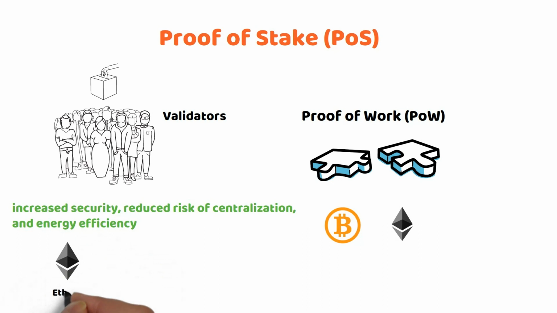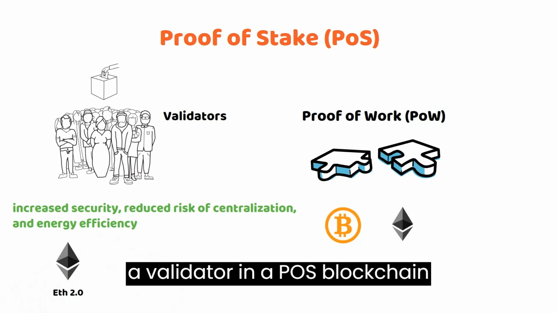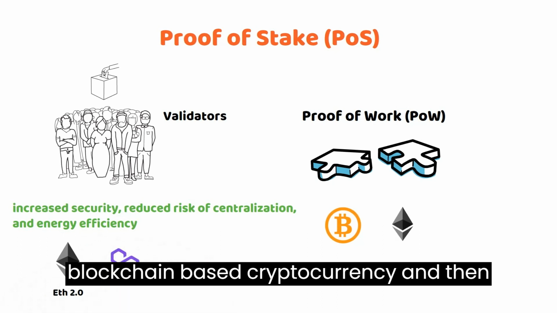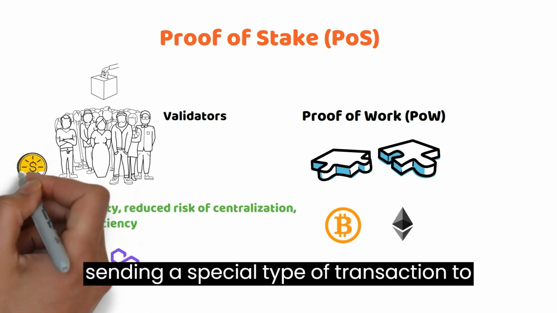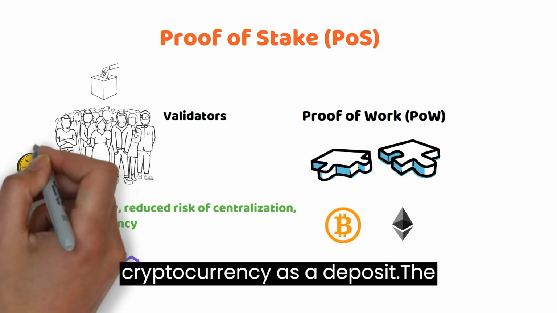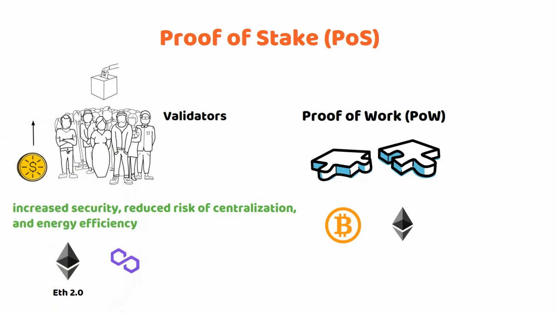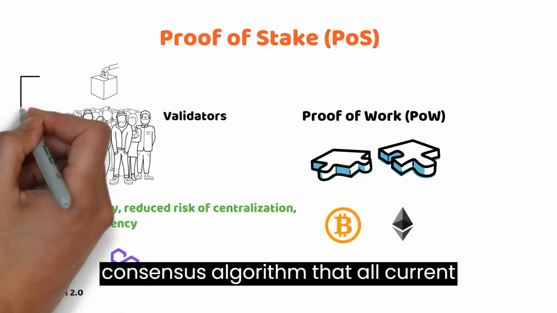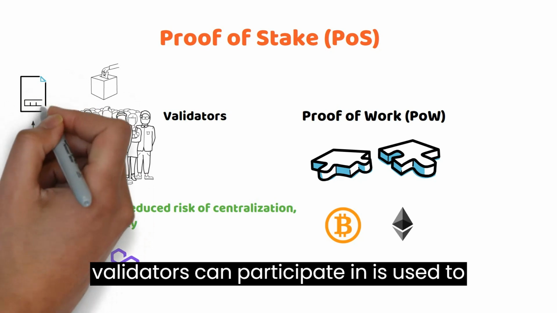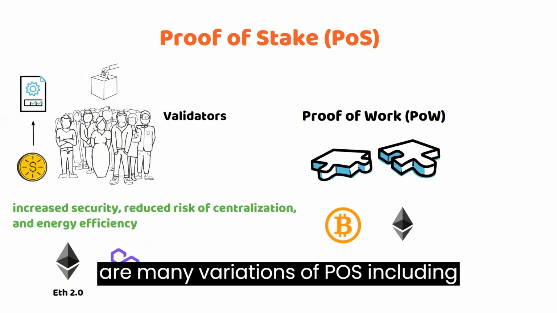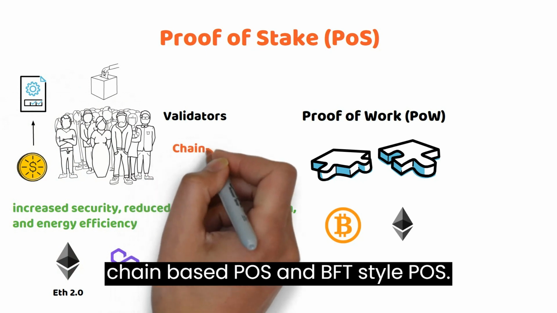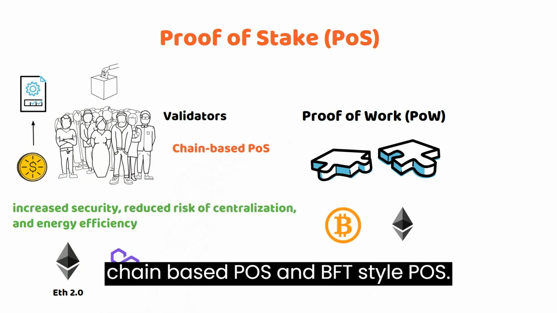The process of becoming a validator in a PoS blockchain typically involves holding the blockchain's base cryptocurrency, and then sending a special type of transaction to lock up a certain amount of that cryptocurrency as a deposit. The consensus algorithm that all current validators can participate in is used to create and agree to new blocks. There are many variations of PoS, including chain-based PoS and BFT-style PoS.